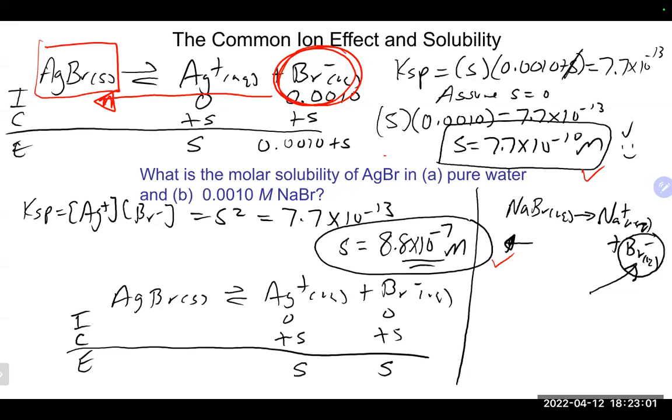So one way that you obviously can affect the solubility of something is to have the presence of a common ion. The way it usually will affect it is actually making it less soluble than it would be in just pure water. Any questions on that?